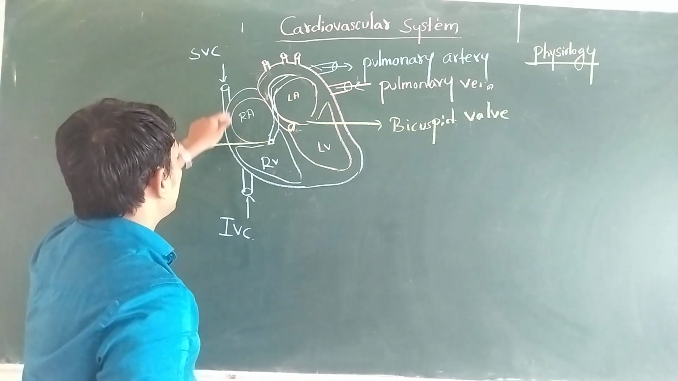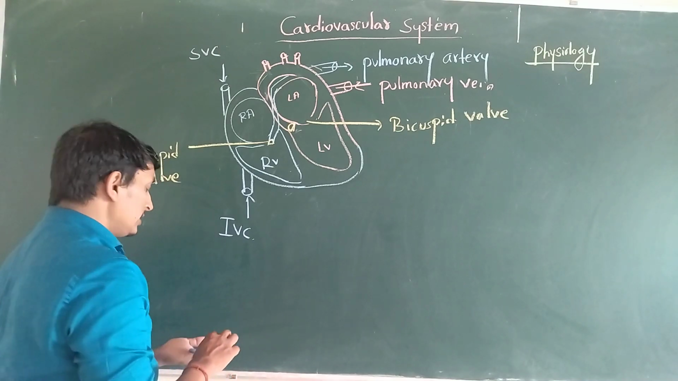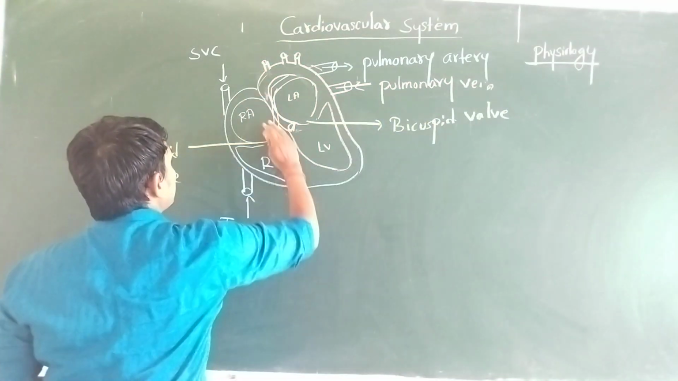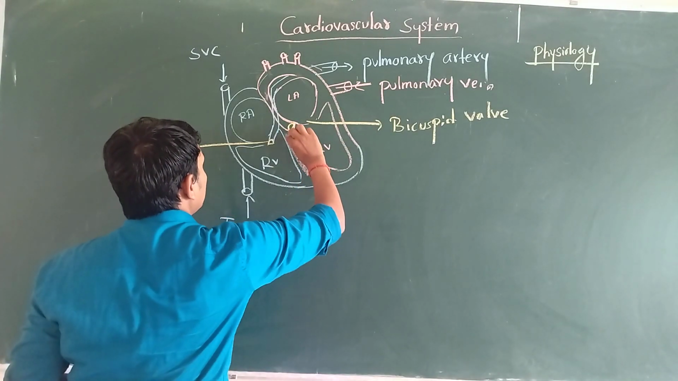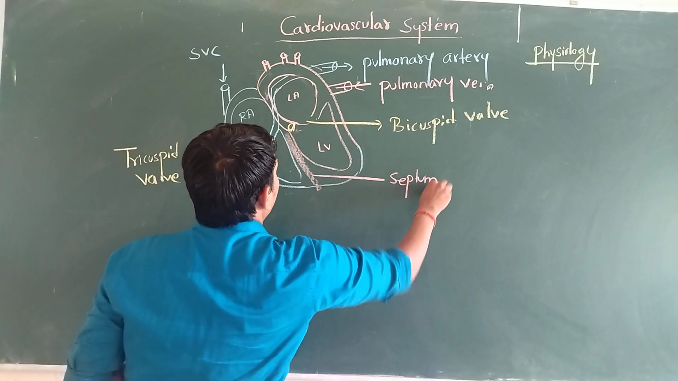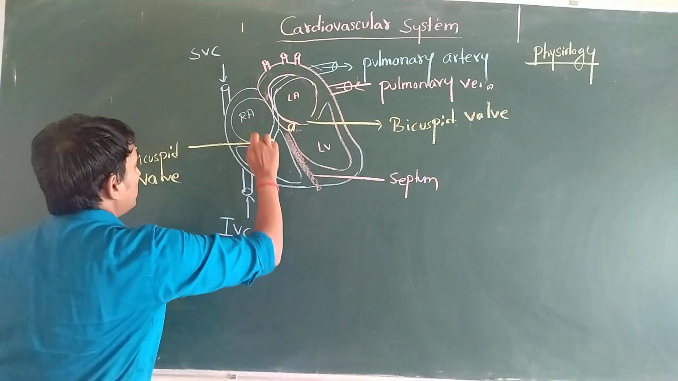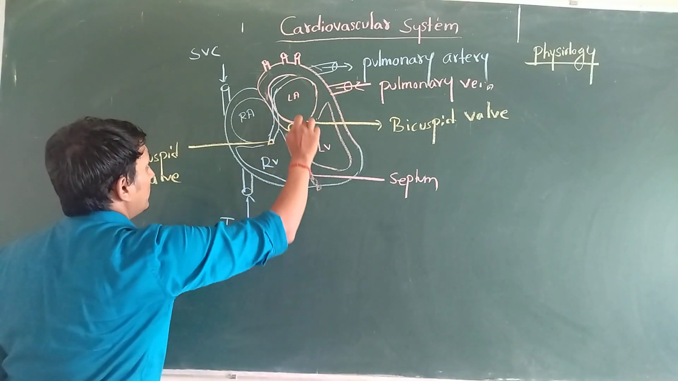Mainly the superior vena cava and inferior vena cava collect the deoxygenated blood. Our heart is mainly divided into two parts. This part is called the right part and this part is called the left part. This is called the septum. The septum is a muscle which divides our heart into two parts, right and left. In the right part you can see the right atrium and right ventricle. In the left part you can see the left atrium and left ventricle.